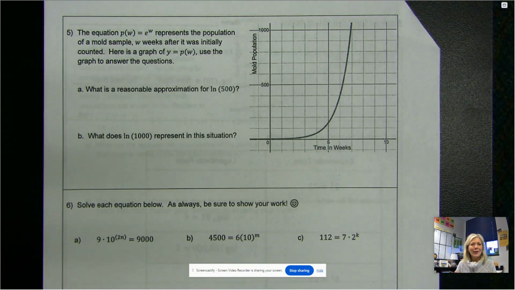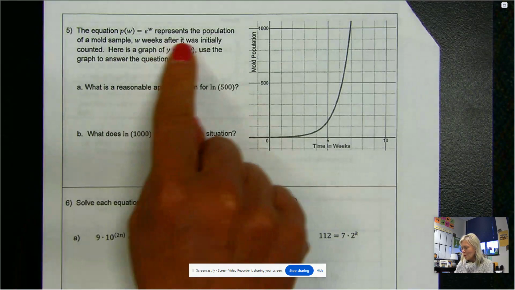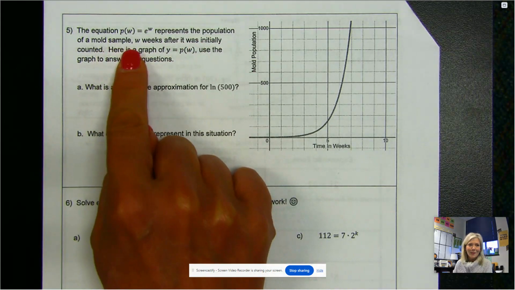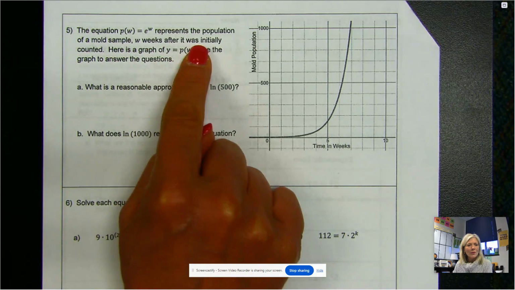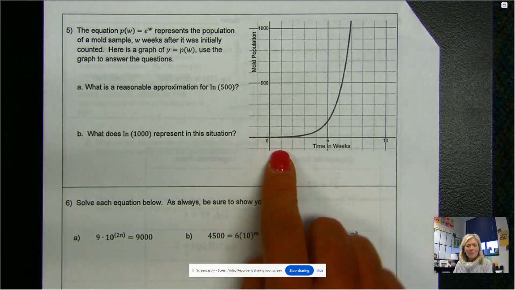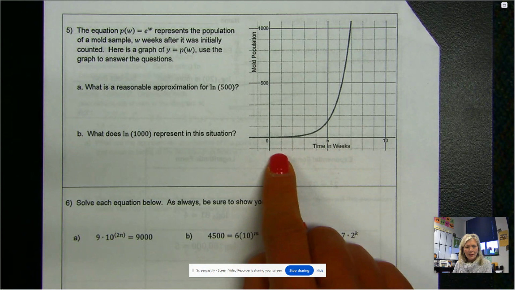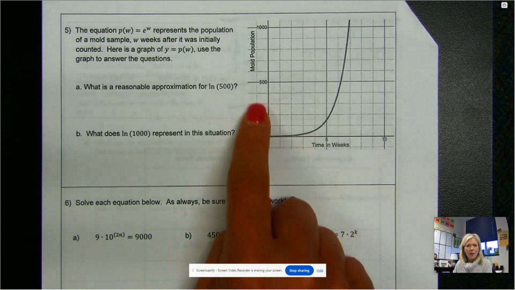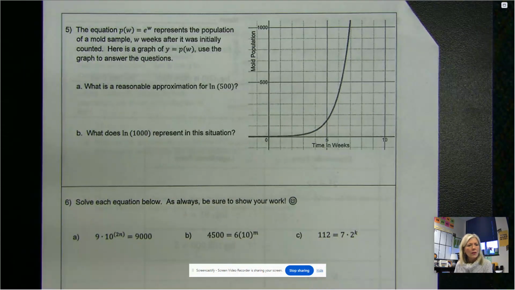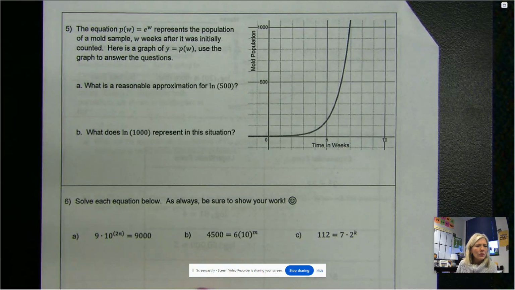So number 5, it says the equation P of W equals e to the W represents the population of a mold sample W weeks after it was initially counted. Because it's an exponential curve, we've got time here on the x-axis and then the population on the y-axis. Use the graph to answer the questions. What is a reasonable approximation for the natural log of 500?